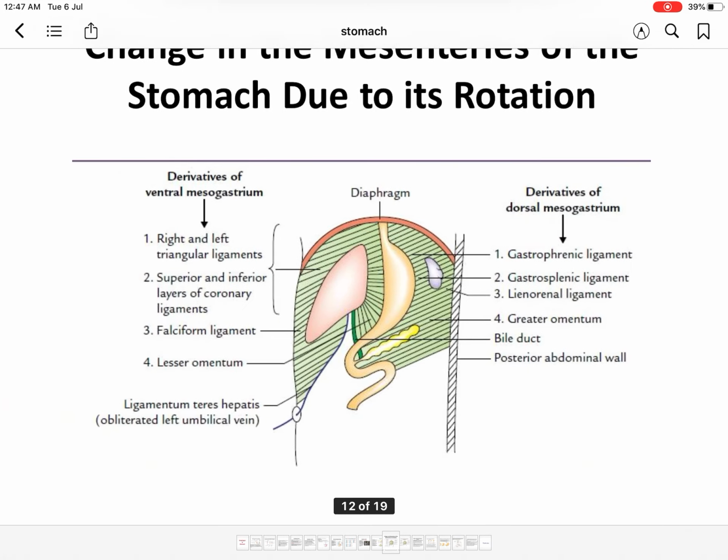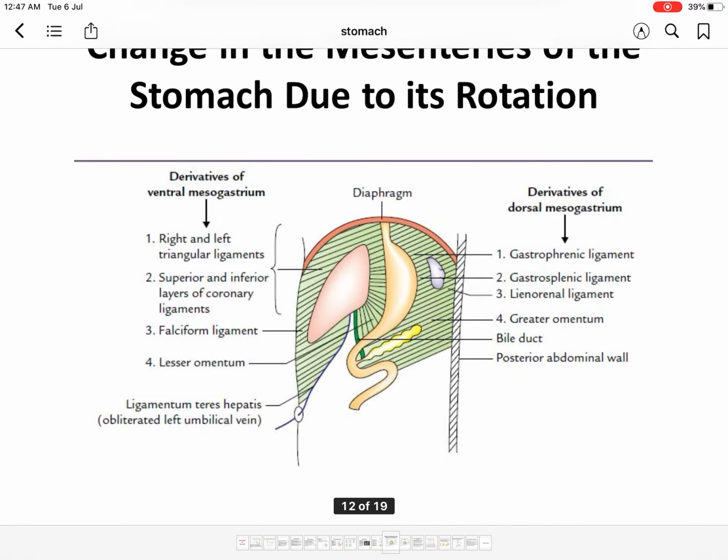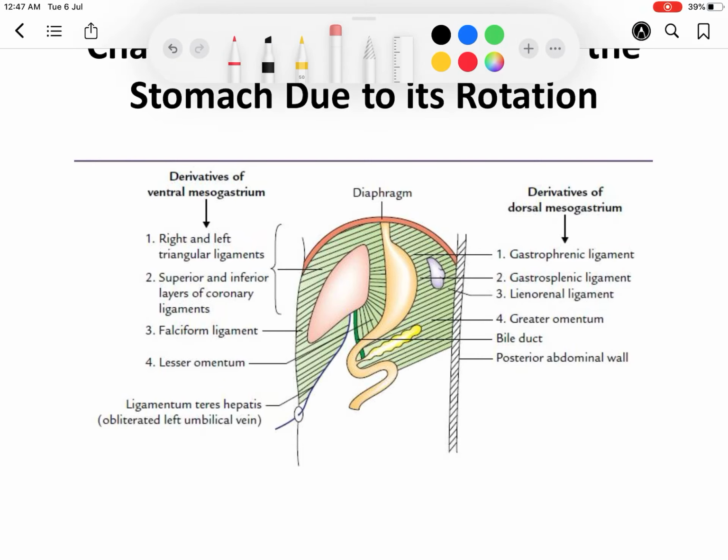Now the changes which are occurring in the mesentery due to its rotation. Between the stomach and the anterior abdominal wall, the formation of the liver occurs, and behind the stomach there is formation of the spleen.